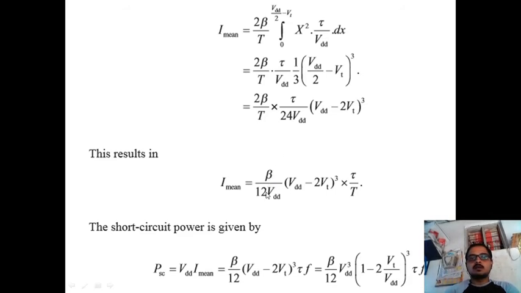Then this is beta by 12 VDD, VDD minus 2 VT whole cube, then tau by T. This is the current equation. This is the short circuit current here. Then the short circuit power is given by, generally, power equal to voltage into current. Here the voltage is VDD and the current is this one. Then substitute that current here.